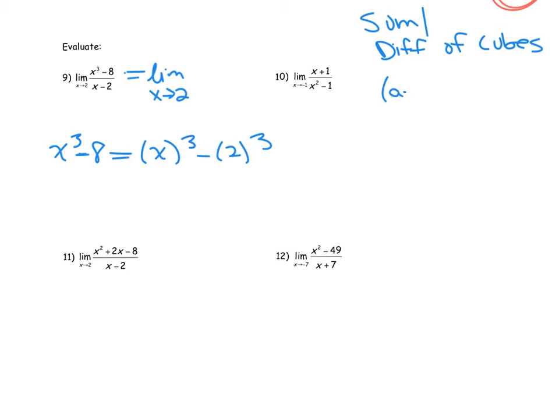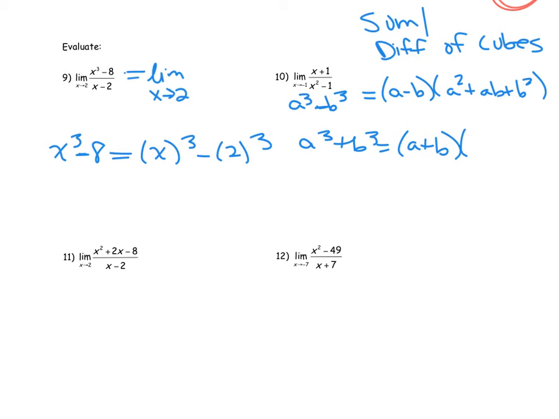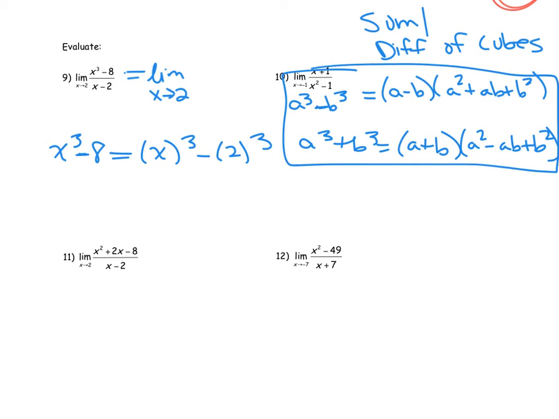I'll write them down. If you have a minus b times a squared plus ab plus b squared, this would be if you had a cubed minus b cubed. And then if you had a cubed plus b cubed, you'd have a plus b times a squared minus ab plus b squared. All right, so those are your two formulas. Please make sure you have these written down if you forgot them. All right, so moving on.